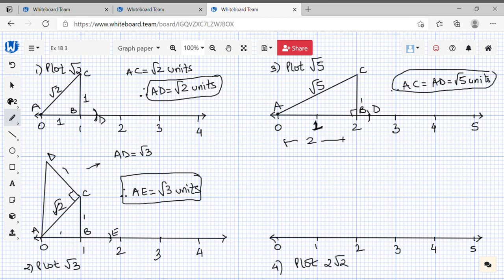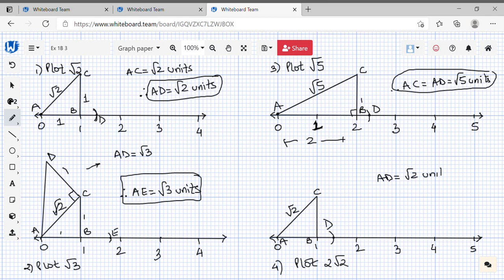If I have to plot 2 root 2, how do I plot it? I've already plotted root 2 once. I will plot root 2 two times, which means first I make a root 2 here and I join it here. So now what I have here is already root 2. This is point A, this is point B, this is point C. AC is root 2. Again, I keep my compass at A, measure up to AC, and I cut an arc here. This is point D. So I have got AD equal to root 2 units.